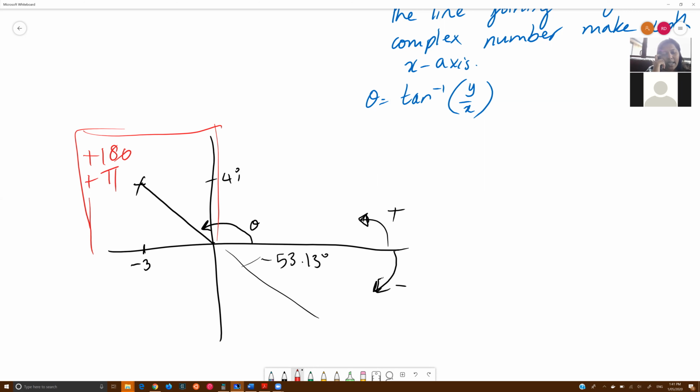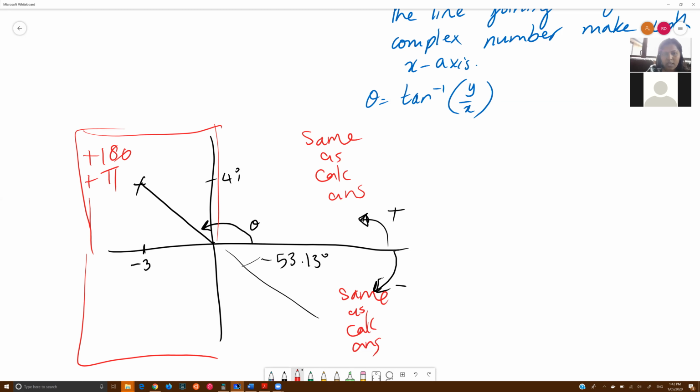Okay, but now let's look at the other quadrants. I should say the answer is the same as the calculator answer in this quadrant, and the same here, the same as the calculator answer in this quadrant. So in these two quadrants, there's no change, but on the left-hand side, you will have to change.